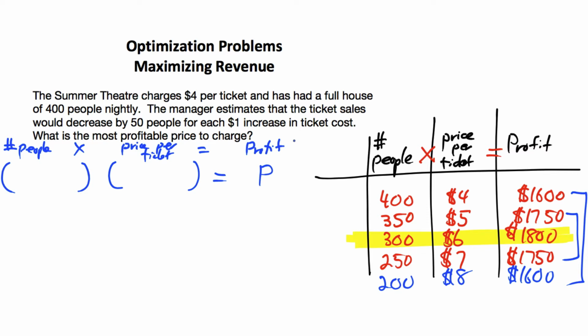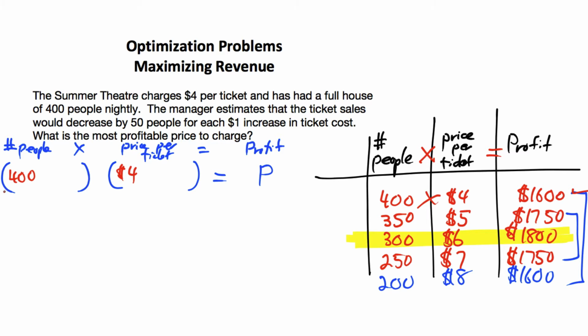So I'm going to create the function that would generate this table. Now, there's probably lots of ways to come up with, in fact, I know there's lots of ways to come up with an equation for profit, but I'm going to do it this way. I'm going to take the premise that we have 400 people and $4 per ticket. This is kind of our base amount, and if we multiply those two things, we get that.